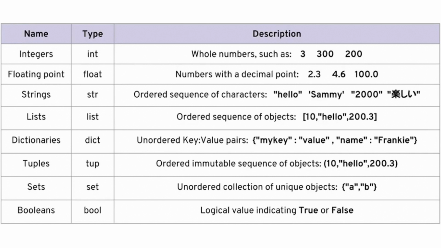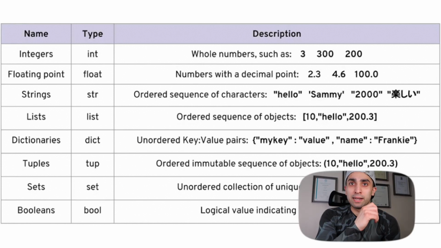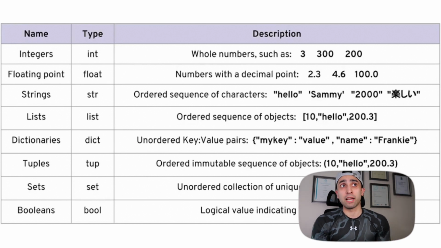Then next we have strings. Strings are just an ordered sequence of characters, which could be anything, like hello or Sammy. You could also have 2000, which is an integer value, but because it is between quotes, it is converted into a string. You could also have characters from different languages, such as Japanese characters.